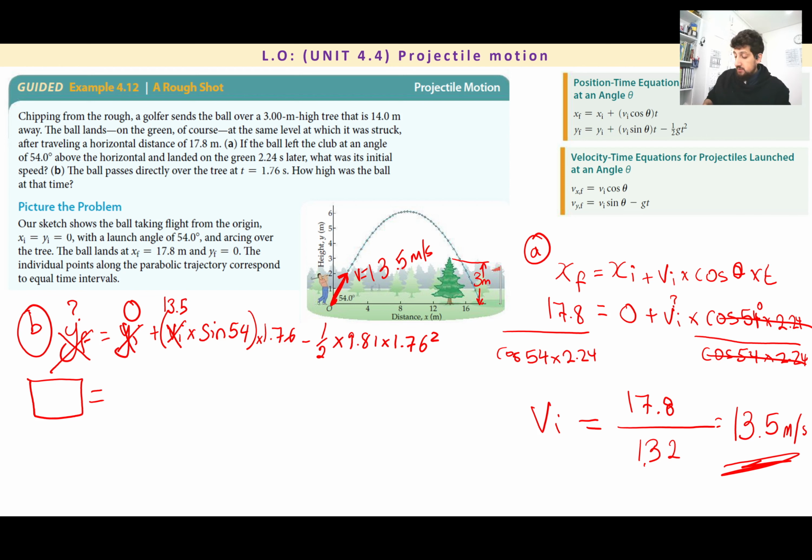Let's work it out. 13.5 multiplied by sine 54 multiplied by 1.76, minus 0.5 times 9.81 times 1.76 squared, and the answer is 4. Y final equals 4.03 meters, which is what we expected. It is within the scope of what we expected. Always a good idea to have a rough approximation of what the answer should be.